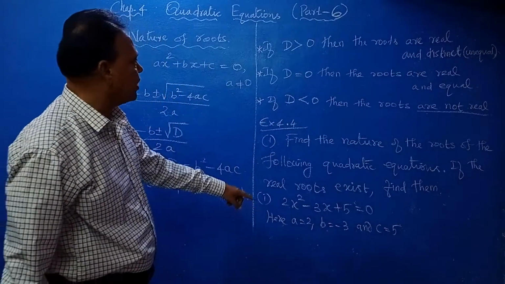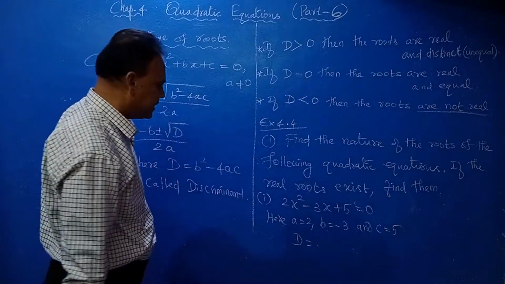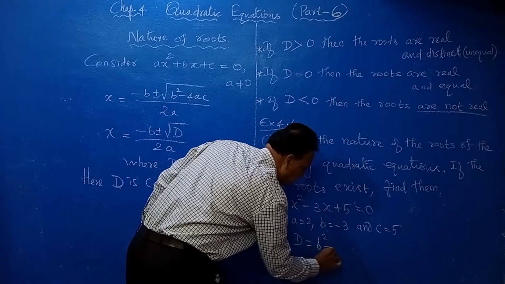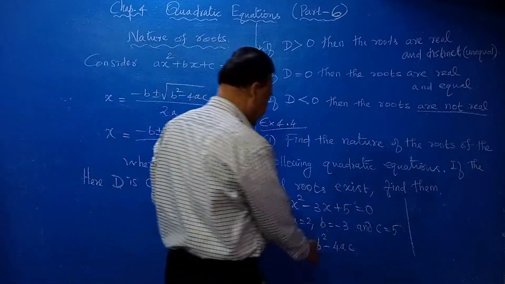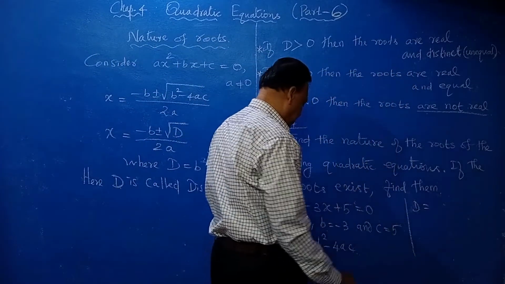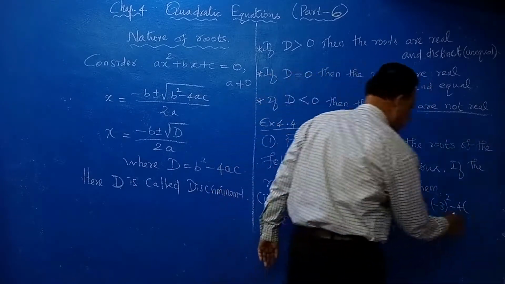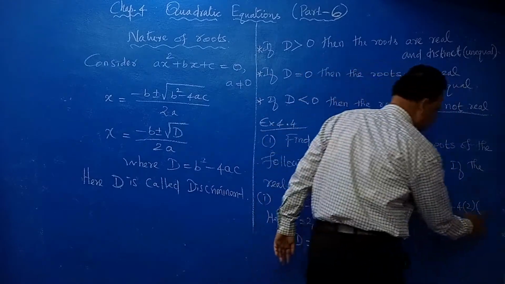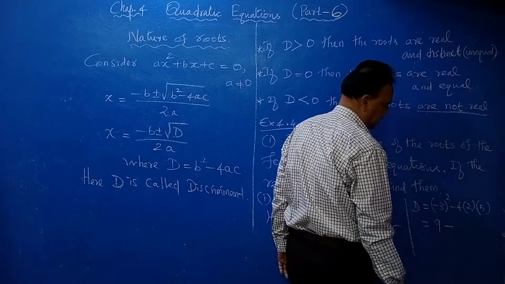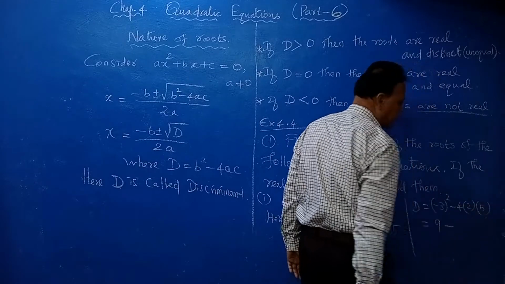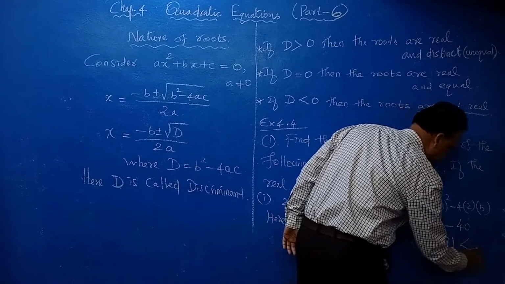So here, you have to calculate first D, the discriminant. Discriminant is b squared minus 4ac. Now you substitute the values: D equals (minus 3) squared minus 4 into a, which is 2, and c is 5. So that is 9 minus 8 into 5, which is 40. So, minus 31, which is negative.